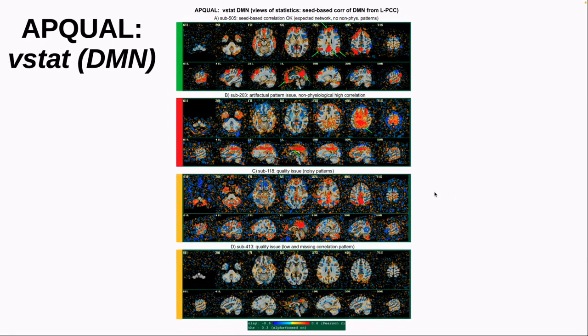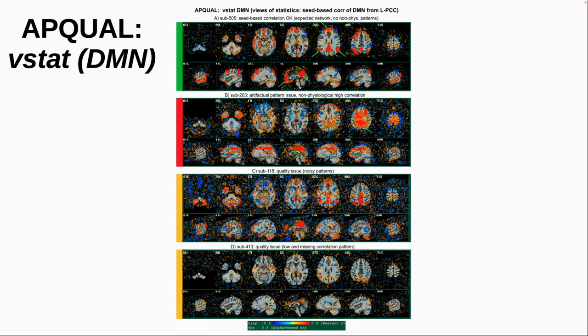So if you're doing resting state, you will have a different set of HTML results pages. You'll have some information about seed-based correlation instead. And so here, for resting state data, we'll have the seeds shown for the default mode network, for the visual network, and a couple others. Okay, so here's what a normal one looks like for the default mode network. And here's what we saw for some of the subjects.